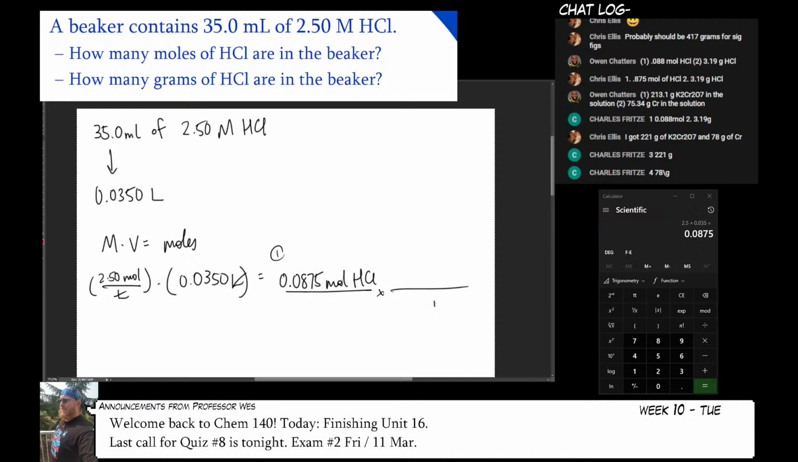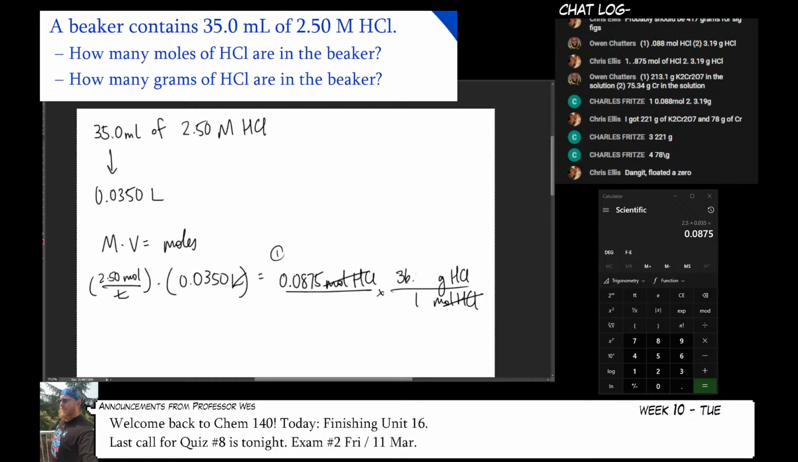And then if I want the answer to number 2, I could just do moles HCl to grams HCl. And 1 mole is how much? Let's see here. Where is Lenntech? I gotta find it. HCl, 36.46. So we'll do 0.0875 times 36.46 equals 3.19 grams HCl. So that's number 2. There you go.